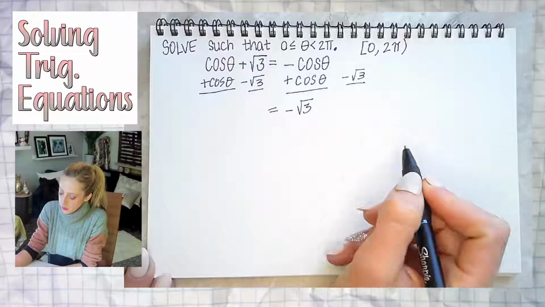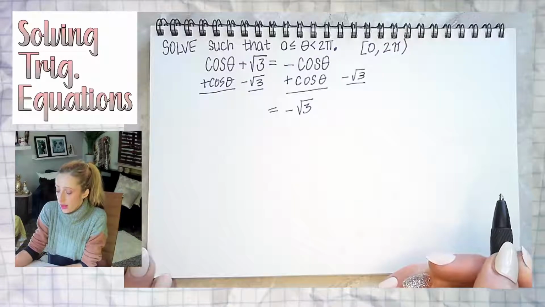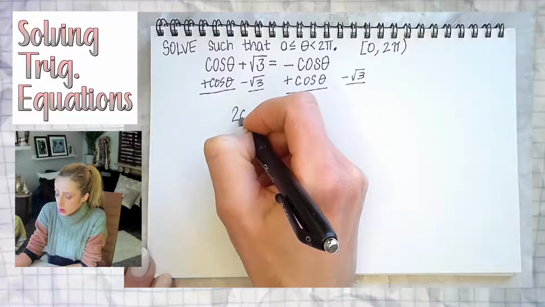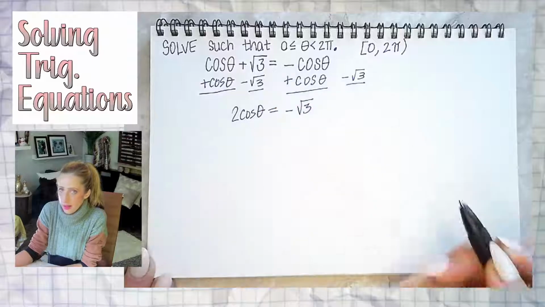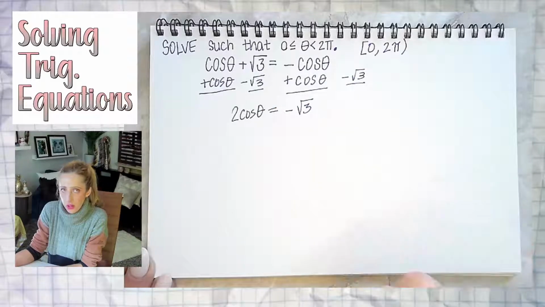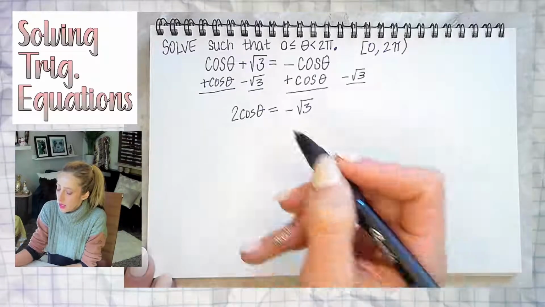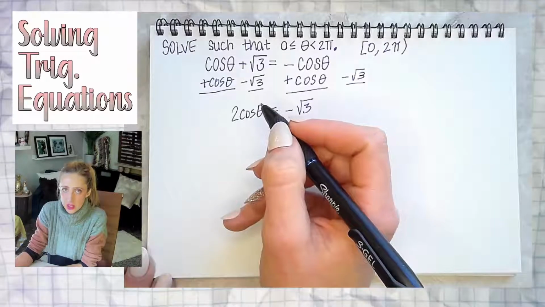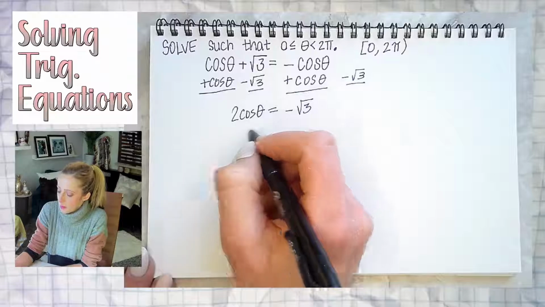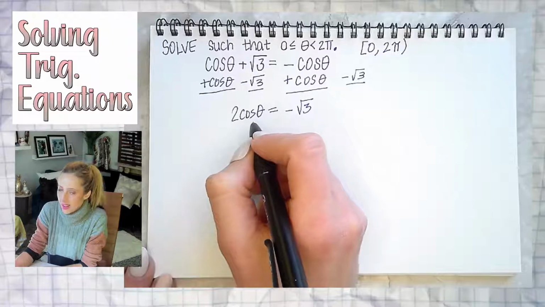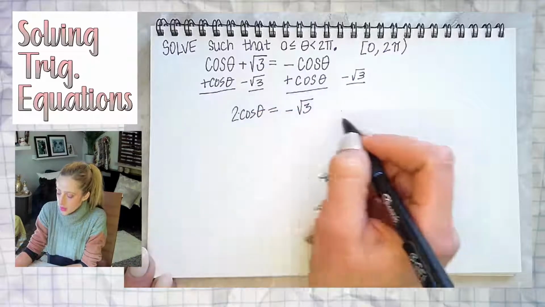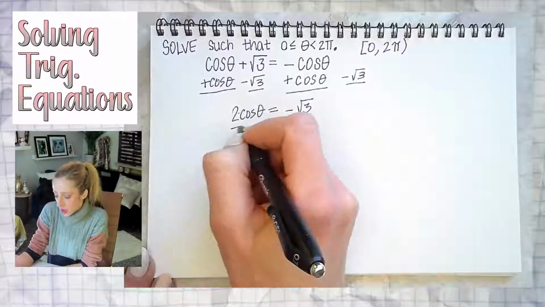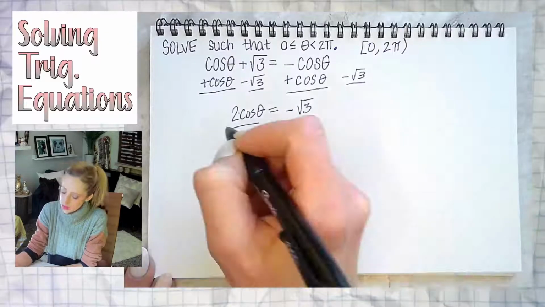On the left, be careful, that's not cosine squared theta. That is 2 cosine theta. When you add the coefficient out front of the like term, like radical, like trig, whatever it might be. And when you multiply is when you see the degree increase. Now from here, we're still on our way to isolating theta. Since 2 is attached to cosine theta with multiplication, I'm going to divide both sides by 2.